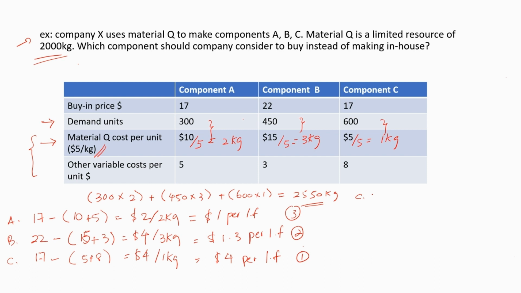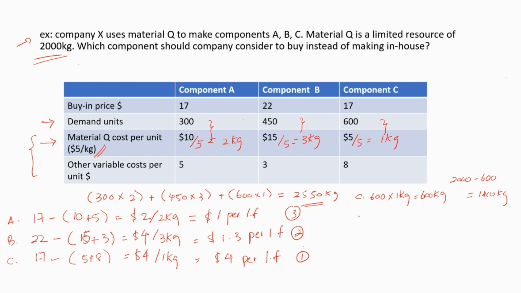We are going to make component C in-house. The demand is 600. 1 kilogram of material Q is needed to produce a single unit of component C. So 600 kilograms of material Q is needed to meet the demand for component C. We have 2000 kilograms of material Q and we are going to use 600 kilograms. So the company is going to be left with 1400 kilograms of material Q.